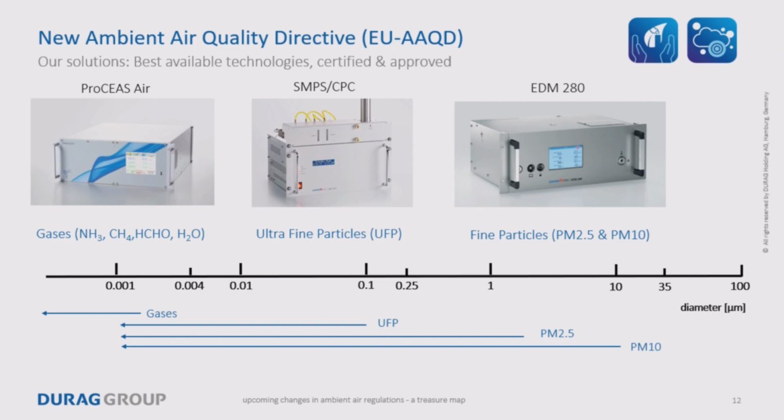So what we have to do now is measure from the gaseous phase ammonia and other gases, and then ultrafine particulates, and then the fine particulates. So we've categorized them like that to give a good visual representation of what the new EN standards are trying to ask us to perform.